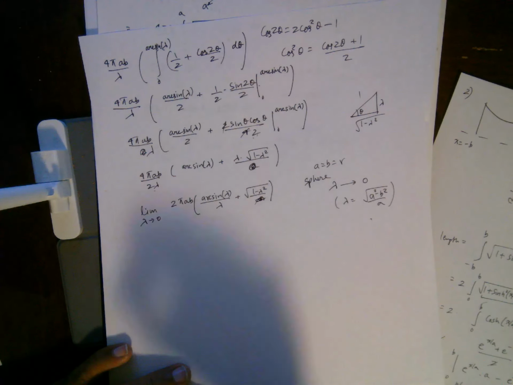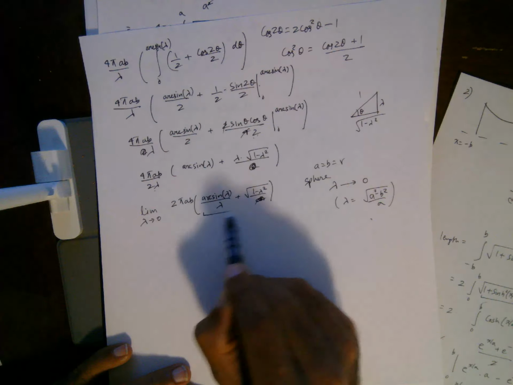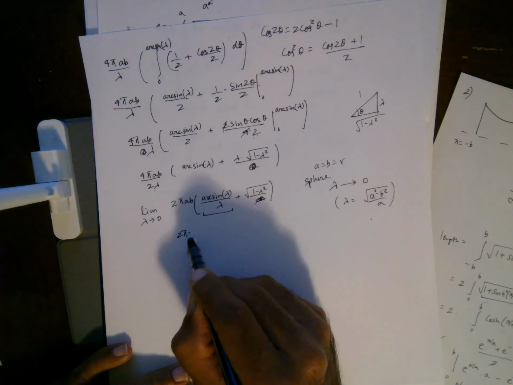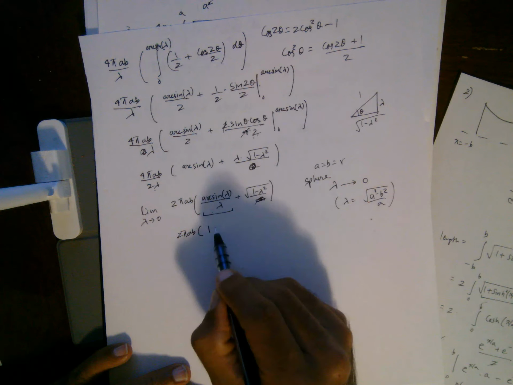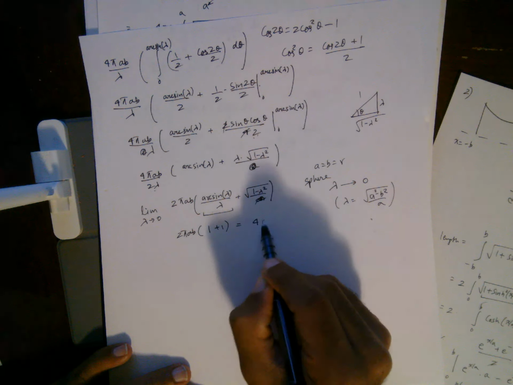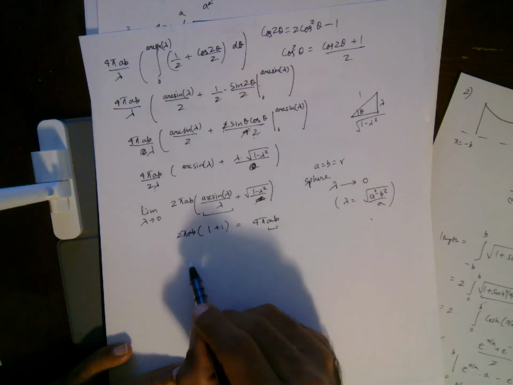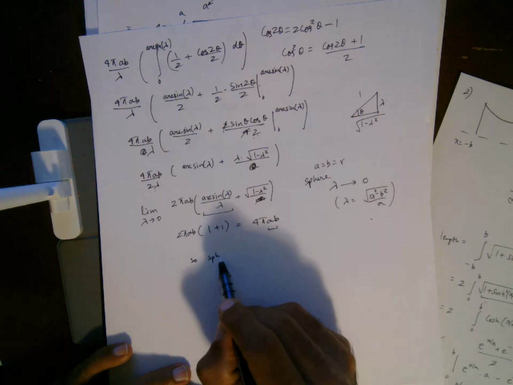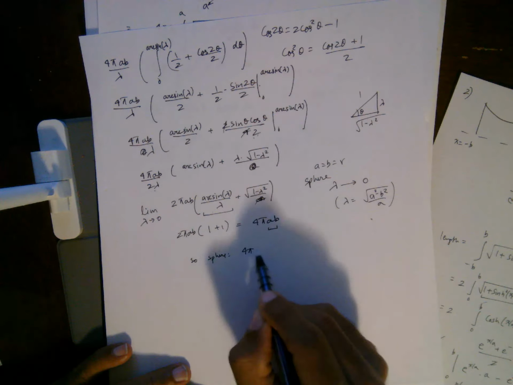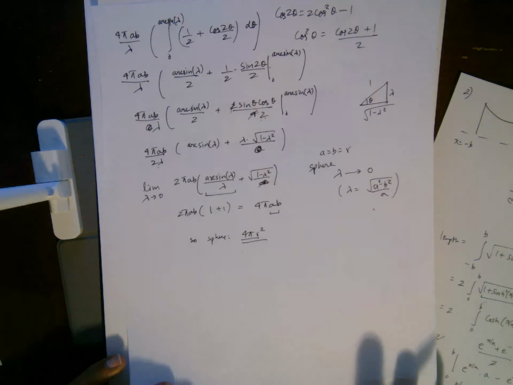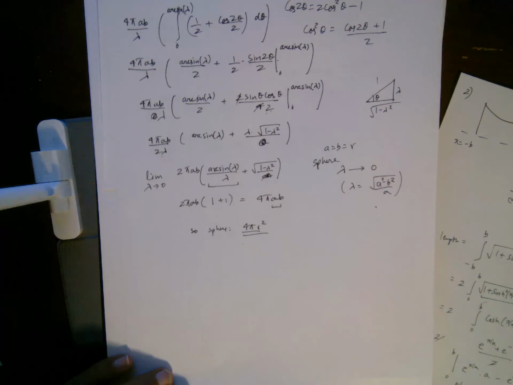Okay. Now what's the limit of arc sine lambda over lambda as lambda goes to 0? That limit is 1. And this is 1. So you get 4 pi AB. But in addition, A equals B equals R. So for a sphere, that's going to be 4 pi R squared, which is the formula for the surface area of a sphere.